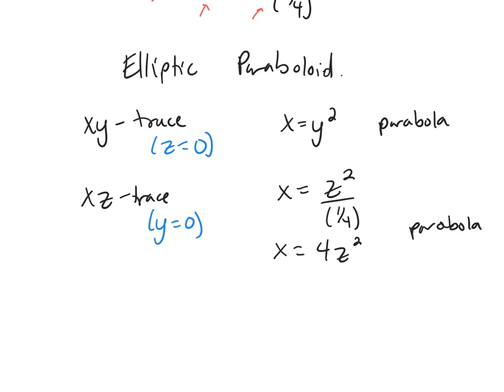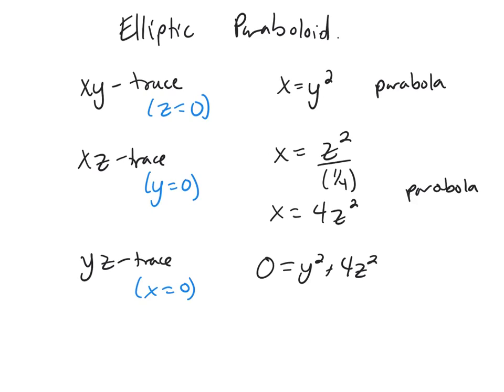And then finally, the yz trace corresponds to x equals 0. If you plug in x equals 0, you'll get y squared plus 4z squared equals 0. Well, y squared and z squared are not negative. So the only solution to this equation is y equals 0 and z equals 0, but that means you're looking at the origin. So I know this point is on my surface.